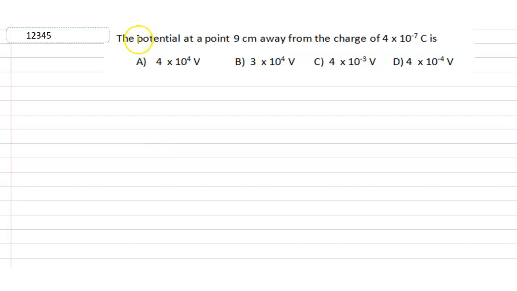Here the question is: the potential at a point 9 centimeter away from the charge of having magnitude 4 into 10 to the power minus 7 coulomb is. Okay, so here we need to calculate the potential, and that is given in the question. So we write here the structure of the question.